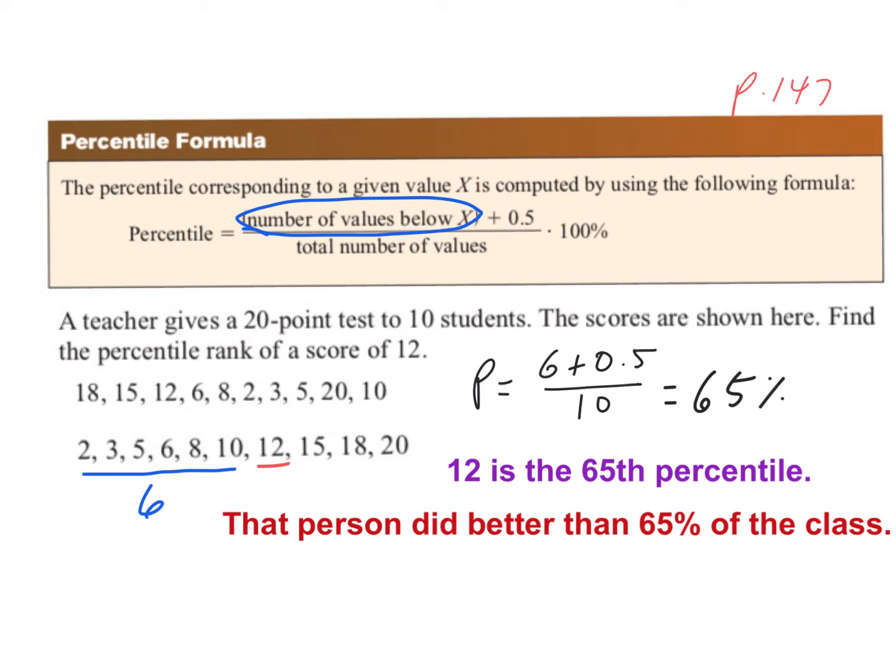All right, let's go the other way now. I'm going to go back here. So if this was the data set and you needed to find all the different values, there are no values below, so you put 0 plus 0.5 divided by 10. This one, there's 1 below, 2 below, and you just keep going and use the formula over and over again. There's going to be a problem like that in your homework.